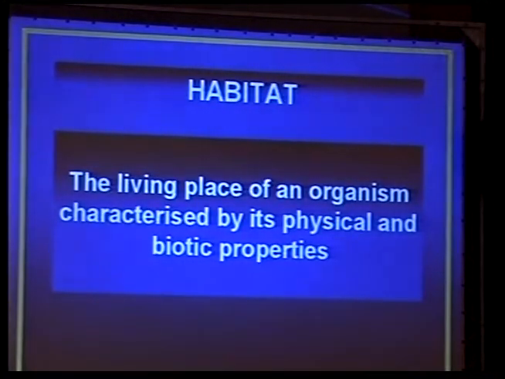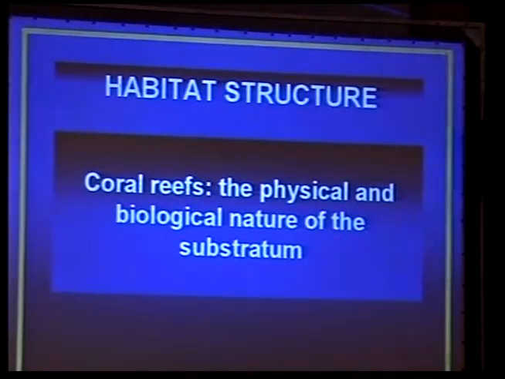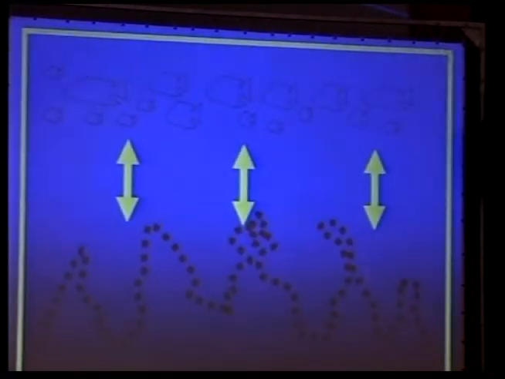And a habitat is, as you know, the living place of an organism. And it's characterized both by biotic and abiotic factors. So then habitat structure on a coral reef, that's a physical and biological nature of the substratum that includes the corals, it could be the coral rubble, it could be the algae, and so forth. So if you have the reef, the fish, we're very much interested in these arrows.